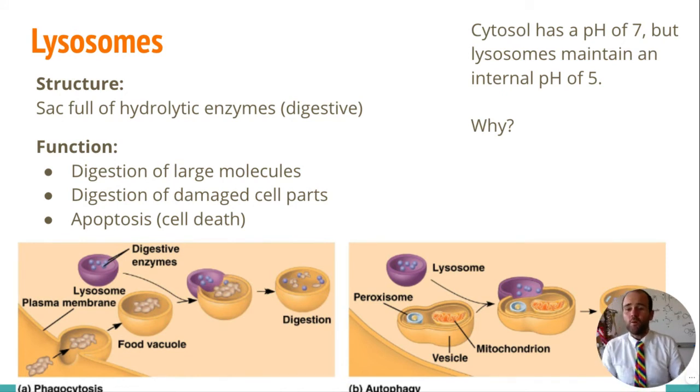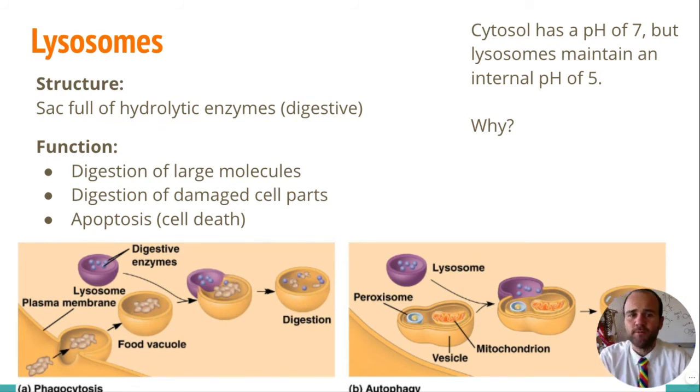And so what does it do? Well, the lysosome will fuse to vesicles or vacuoles that have nutrients, and so it'll help break down large molecules into smaller components. It will digest damaged cell parts. So if something's not working quite right, it will add its digestive enzymes and chemicals and help break down those damaged cell parts. And then it's also involved in apoptosis, which is programmed cell death, the destruction of the cell overall.